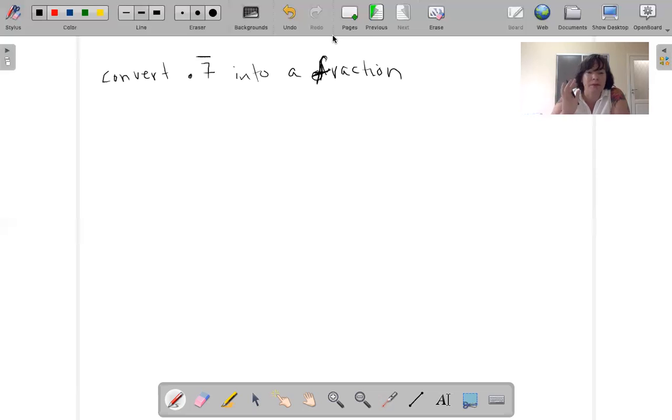Okay, let's do this. Pick up a pencil, pick up a notebook, and write these steps down. It's very important to me that you take math notes. If we were in the classroom right now, I would be walking around the room to make sure you were writing this down. Number 1, set your decimal equal to a variable.